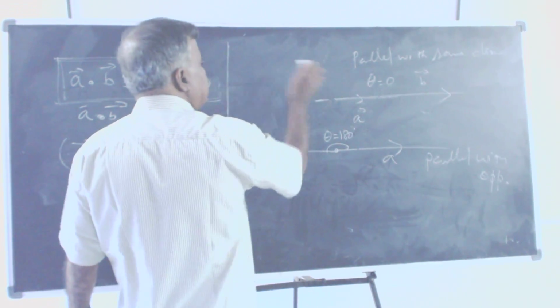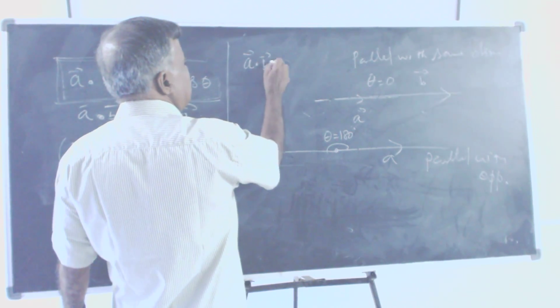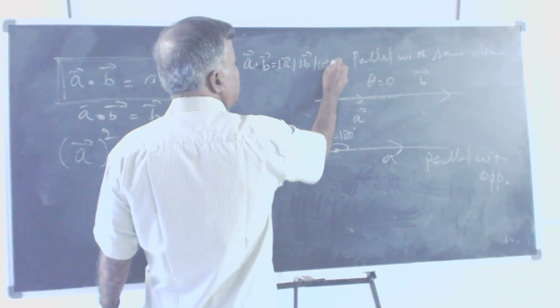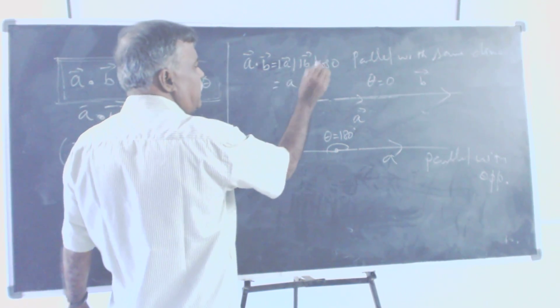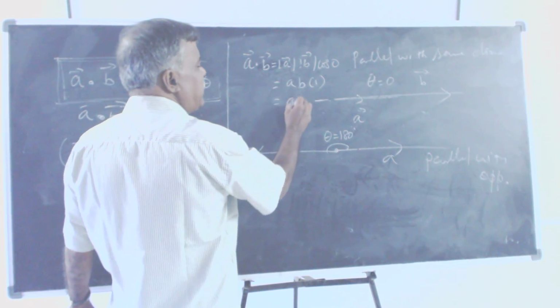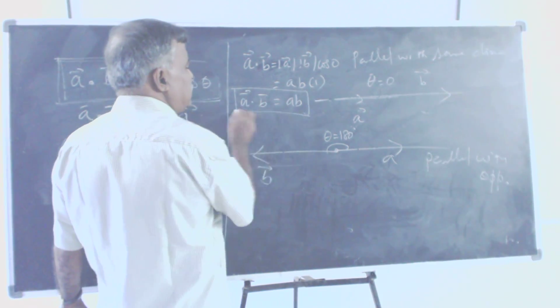In this case, what is A dot B? A dot B equal to mod A mod B cos 0. Mod A is what? A. Mod B is what? B. Cos 0 value what? 1. So simply AB. So A dot B equal to AB.